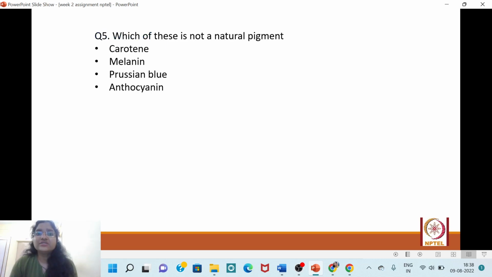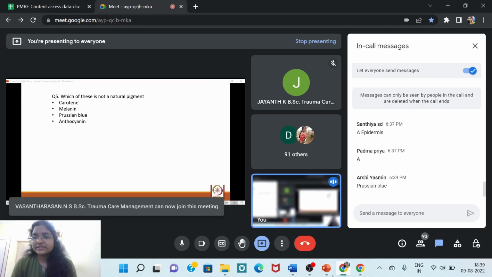Which of these is not a natural pigment? I repeat the question. Which of these is not a natural pigment, right? Your options are keratin, melanin, Prussian blue, anthocyanin. Okay, think and answer wisely.